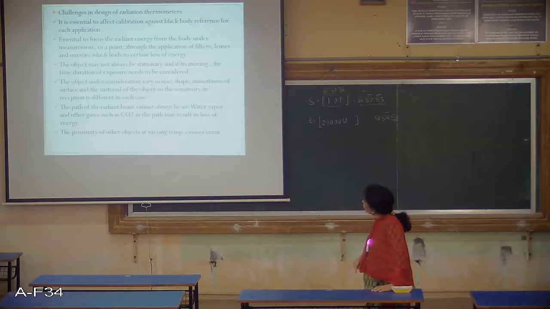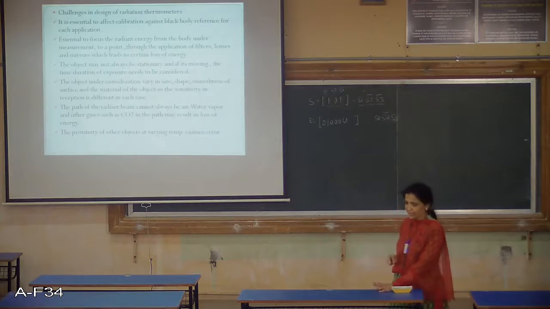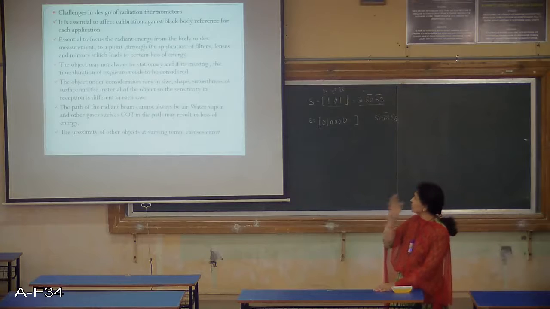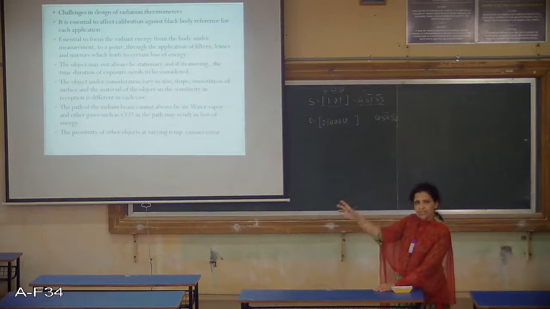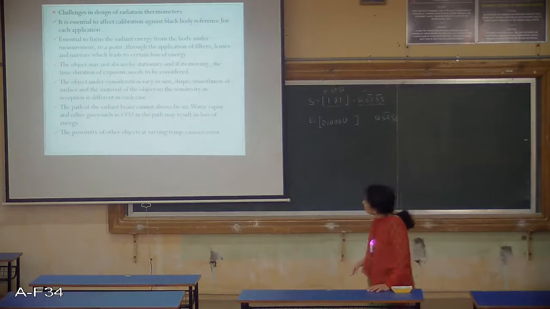So it is essential to focus the radiant energy from the body under measurement to a point through the application of filters, lenses and mirrors, which leads to certain loss of energy. So all these losses of energy should be considered while calibrating or while displaying the temperature. The object may not always be stationary. If it is moving, the time duration of exposure needs to be considered.